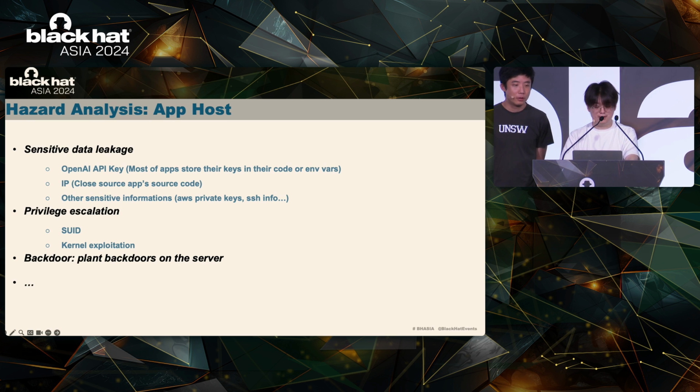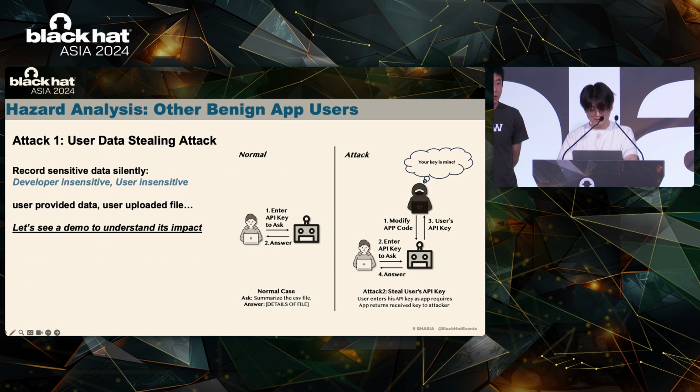Now let's have a look at how we can affect other benign app users. These attacks targeting other users are achieved by modifying the app source code. The first attack is the user data stealing attack. This attack allows the attacker to silently record user sensitive data. This data can be the user's prompt, which may contain some IP, the user-uploaded files, and even the user's OpenAI API key.